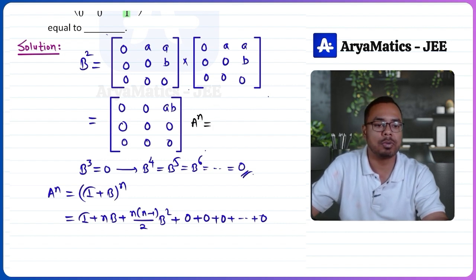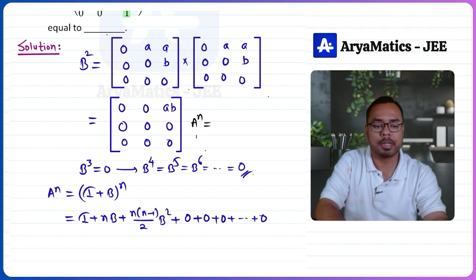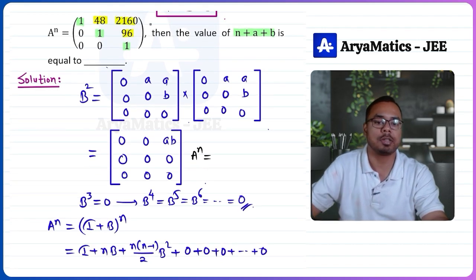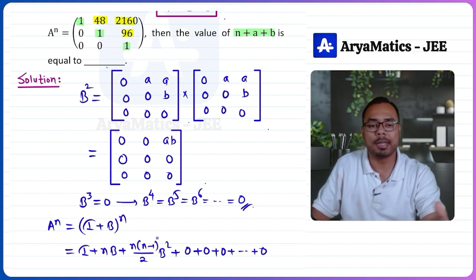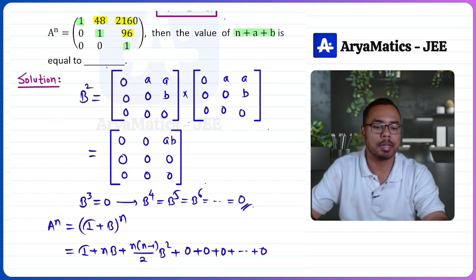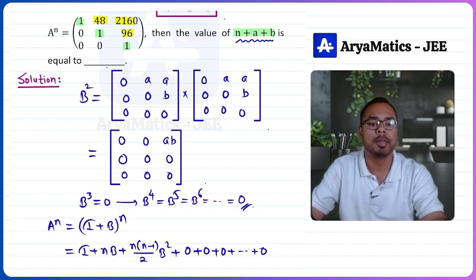So for A raised to n, this was given as A raised to n, right? This was our matrix A raised to n. We had 1 on the diagonal, and then we have 48, 2, 1, 6, 0, and then 96. So now let us try equating the corresponding elements. That will give us equations in A, B, and N. And by solving those equations, we can get the value of A, B, and N.